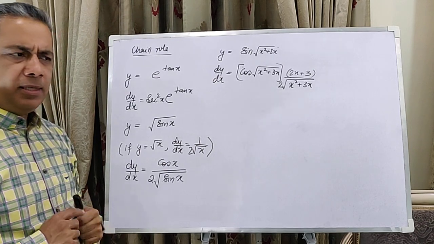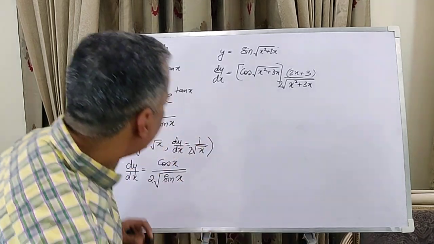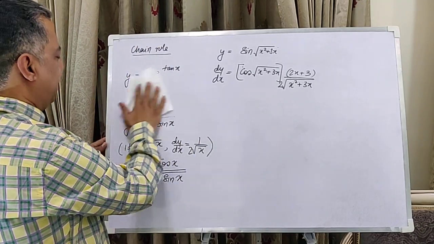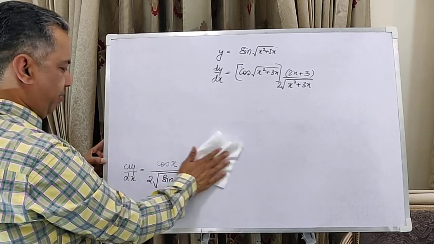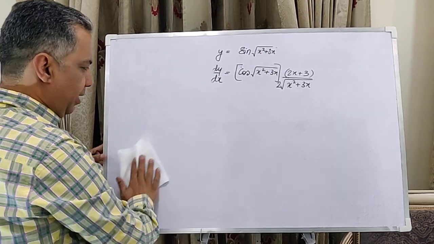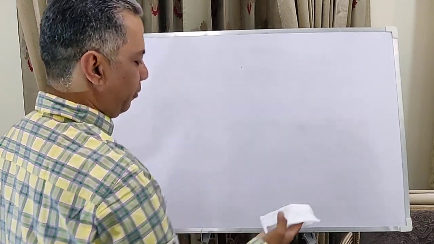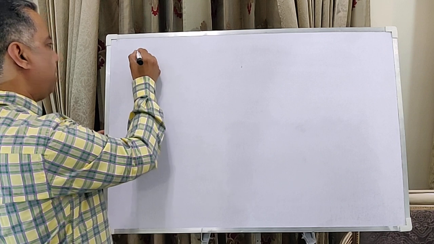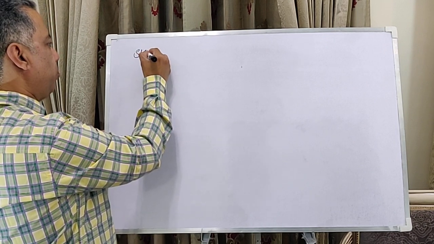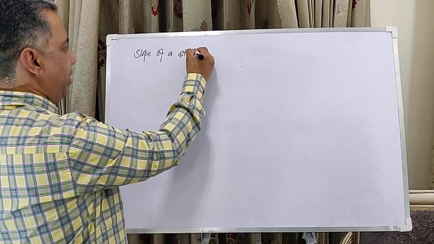So that's the brief revision of chain rule, and we now move on and discuss the geometrical meaning of derivative. And before we can do that, we'll have a brief discussion about slopes of straight lines and curves. So to start with, we discuss the slope of a straight line.